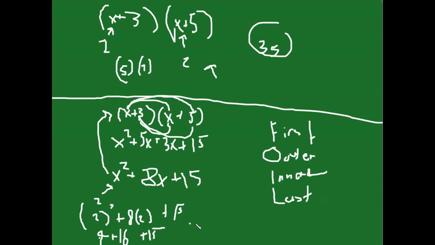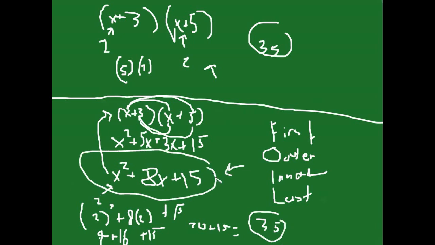Let's combine like terms. 4 plus 16 is 20, and then 20 plus 15 is also equal to 35. And so now we know that this indeed is the right answer.